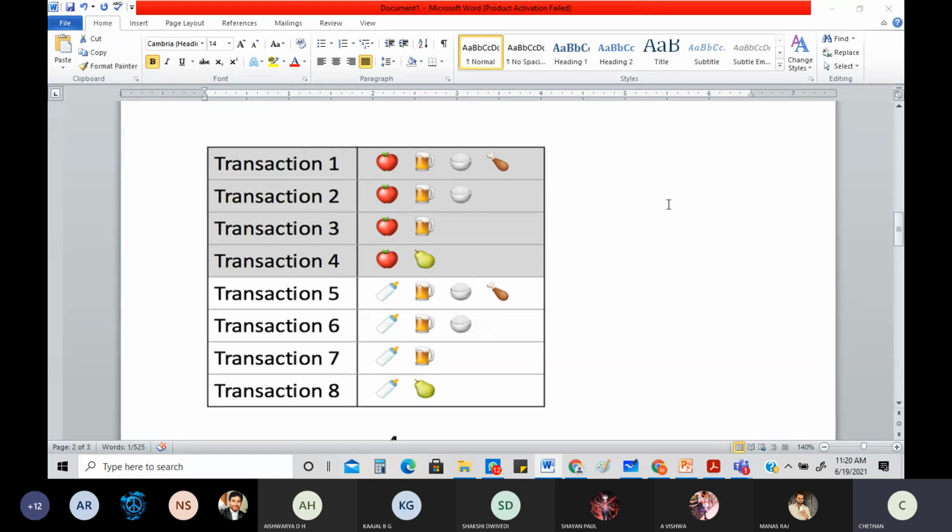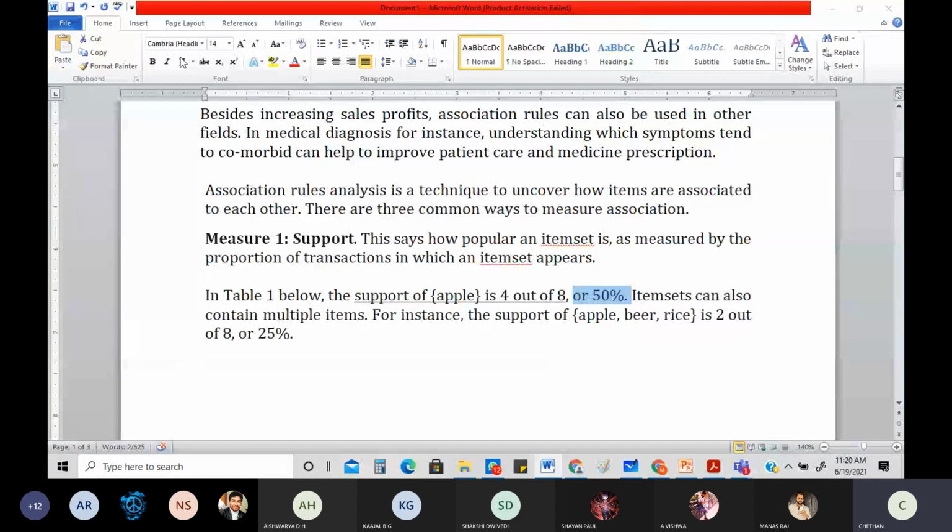So what are the various transactions you have? You got around 8 transactions in this, and I'm going to talk about the support of the example I've taken. I need to talk about the support of Apple, which is 4 out of 8. What is the meaning of 4 out of 8, or 50%? It means only one thing: out of the 8 transactions, you got 4 transactions where you got Apple.